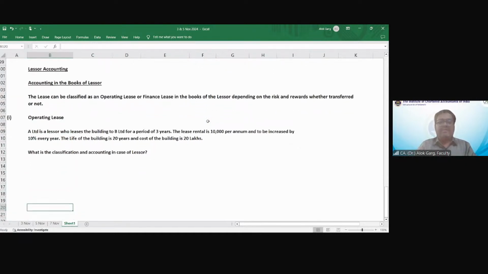Question: A Limited is a lessor who leases the building to B Limited for a period of 3 years. The lease rental is 10,000 rupees per annum, to be increased by 10% every year. The life of the building is 20 years and the cost of the building is 20 lakhs. What is the classification in accounting in case of a lessor? Operating lease. Why? Because the risk and reward has not been substantially transferred.